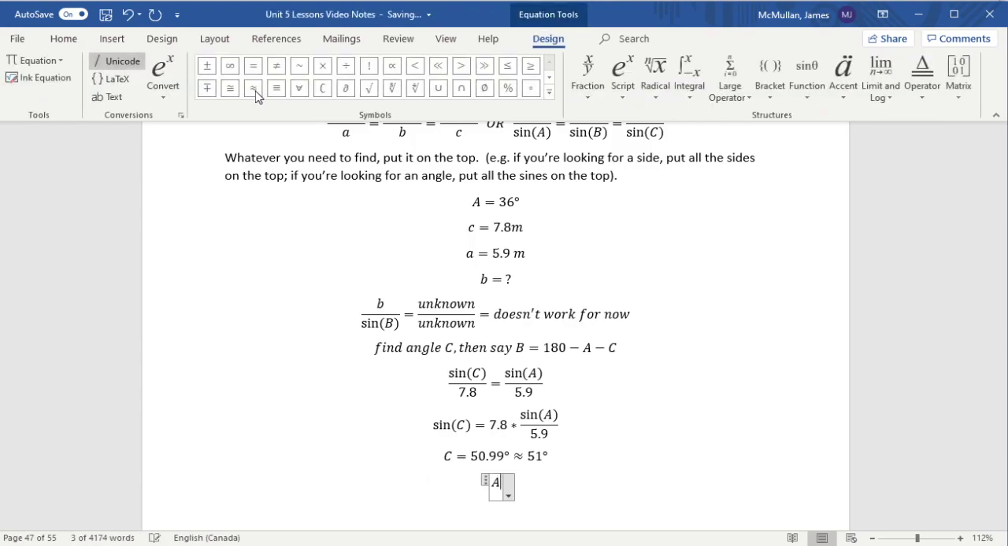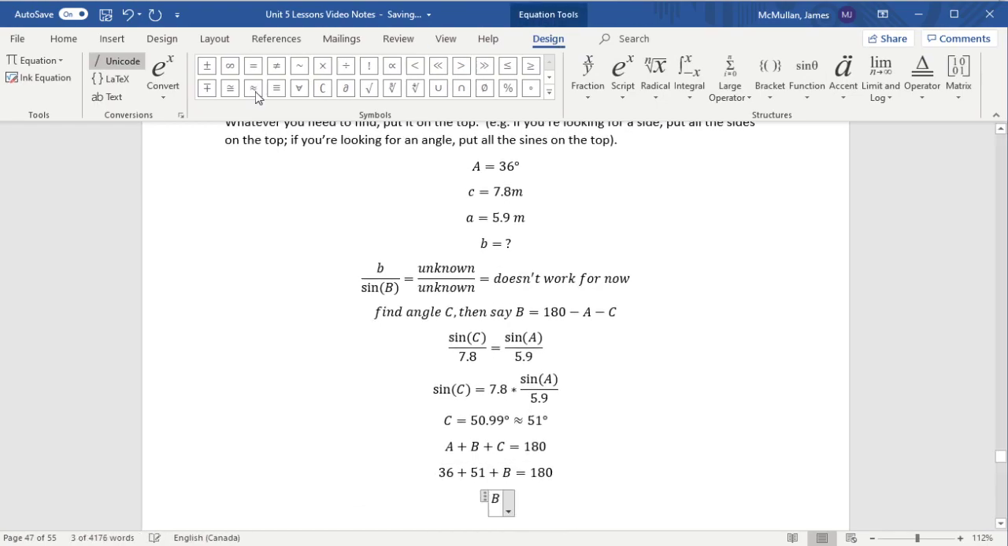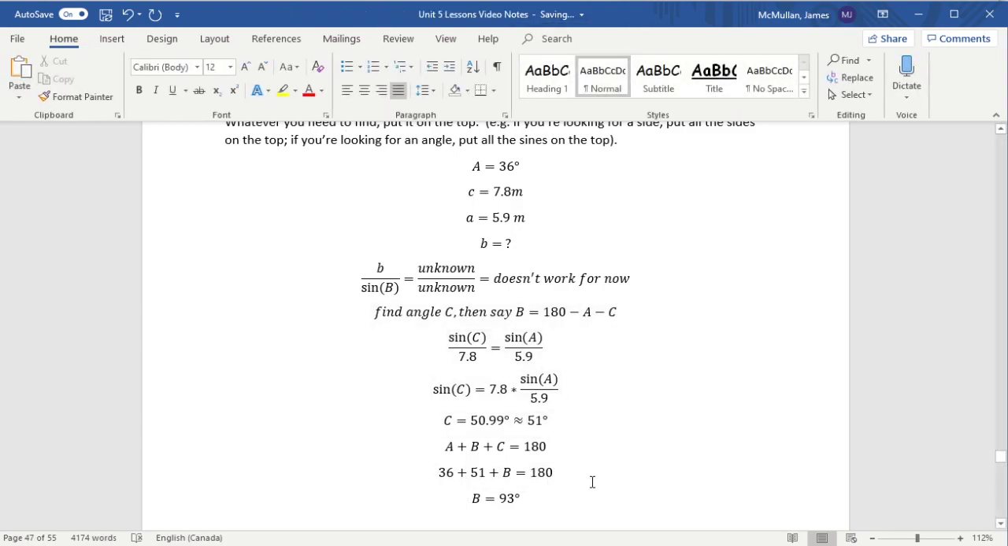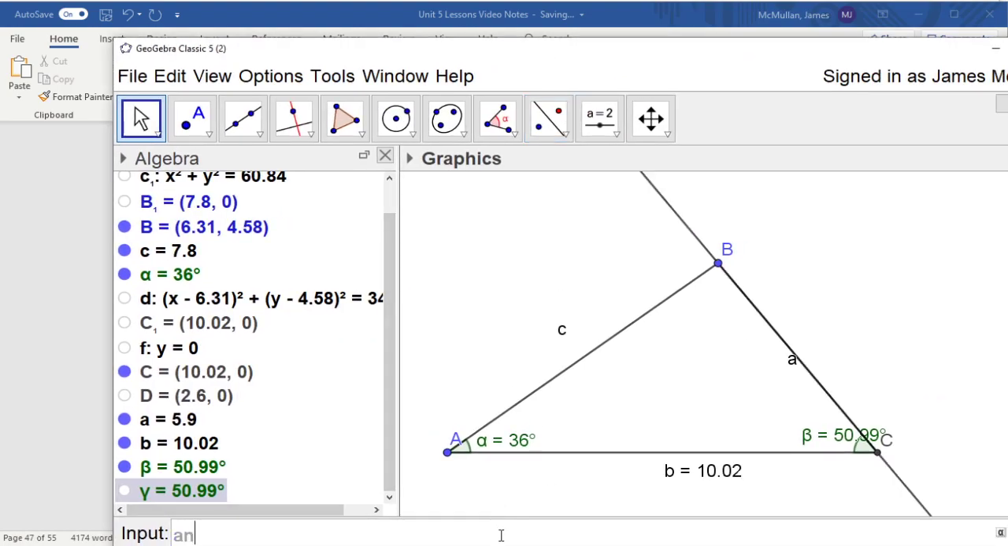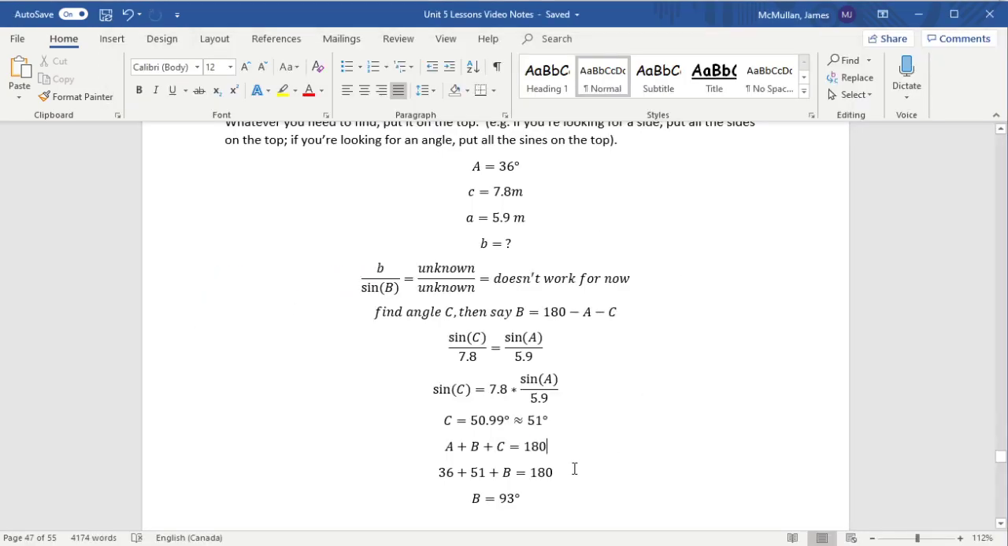If that's true, then we know A plus B plus C equals 180. Therefore, 36 plus 51 plus B equals 180. And B must be, what would that be? Let's see, that's 87, so 93. B must be 93 degrees. Again, just to check my math for this, let's go back here and measure A, B, C. 93.01, right, so 93 because we rounded.